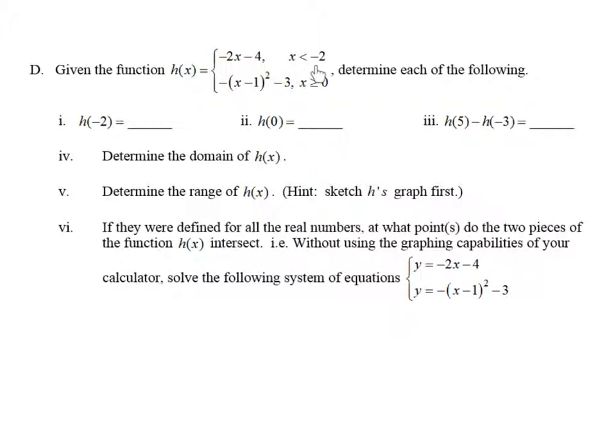I don't want to plug it in up here because that's for just x less than negative 2, and I don't want to plug it in down here because that's just for x greater than or equal to 0. So all we can say about h of negative 2 is that it is undefined.